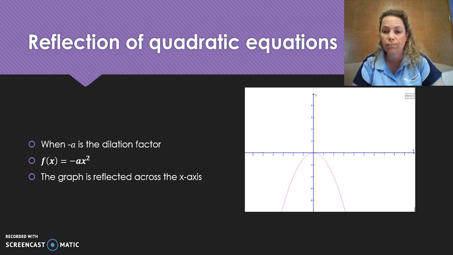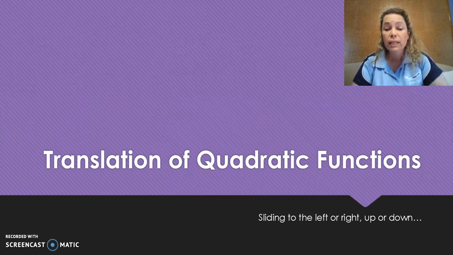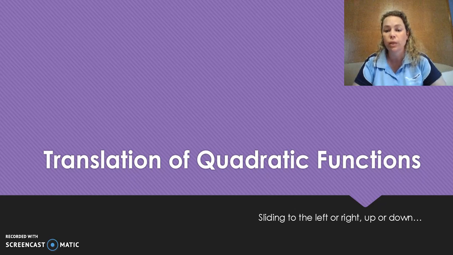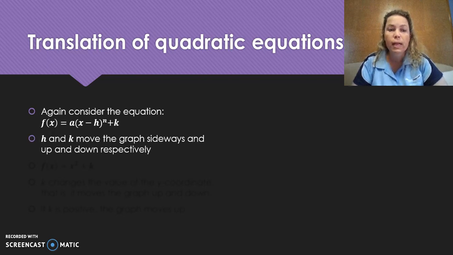Let's move along to the translation or the sliding of quadratic functions. So we can slide our graph to the left or right, up or down. So what we're going to do is we're going to start again with the very basic equation. Now we've dealt with A, so we want A out of the way for this one. So we're going to set A to 1. And we're going to see how H and K can move the graph sideways and up and down respectively.